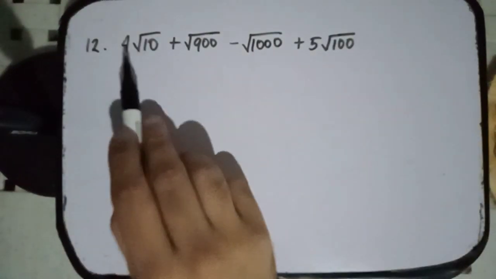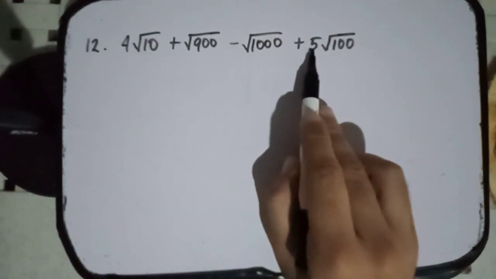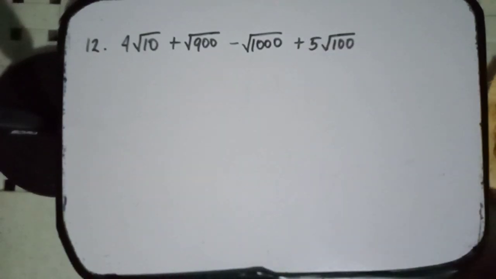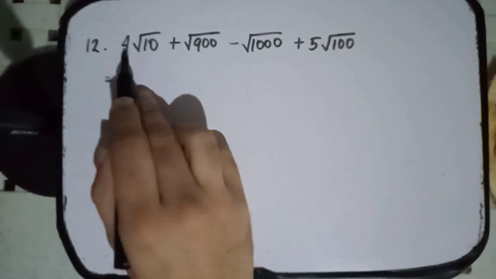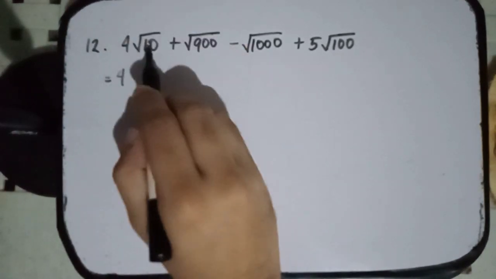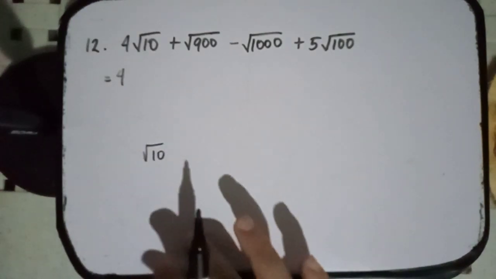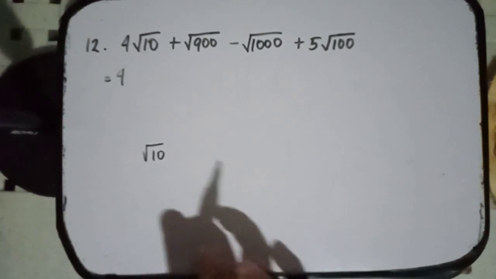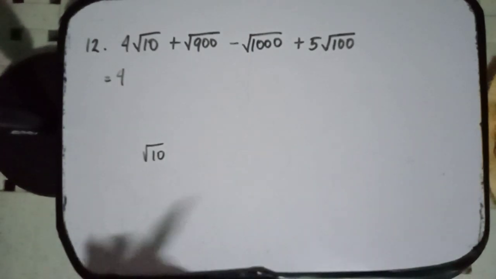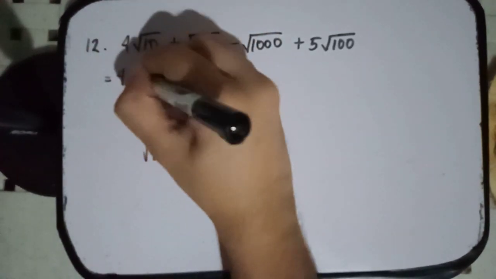Next, number 12, we have 4 square root of 10 plus square root of 900 minus square root of 1000 plus 5 square root of 100. So, let us simplify first. Ano po? So, 4 times the square root of 10. Bale, ang square root of 10 kasi ang factorization nun ay 2 times 5. Yun lang. Bukod sa 1 times 10, 2 times 5 lang. So, there is no perfect square factor. Wala tayong mapapala dito. So, kopyahin na lang natin.